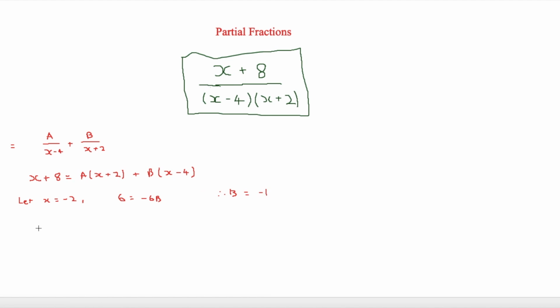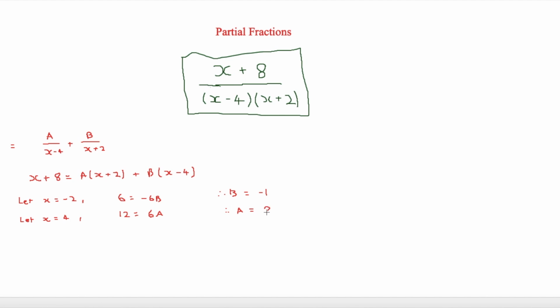Now we need to work out the other one, so this time we're going to let x equal 4. And that is because 4 minus 4 is going to be equal to 0, which means that B is going to be cancelled. So if we let x equal 4, then we have 12, so 4 plus 8, that's 12, is equal to 4 plus 2, and that's 6A. So therefore A is equal to 2.